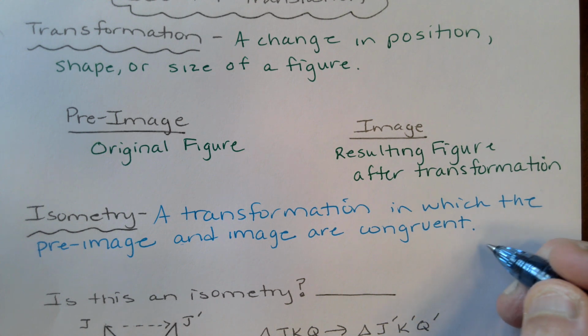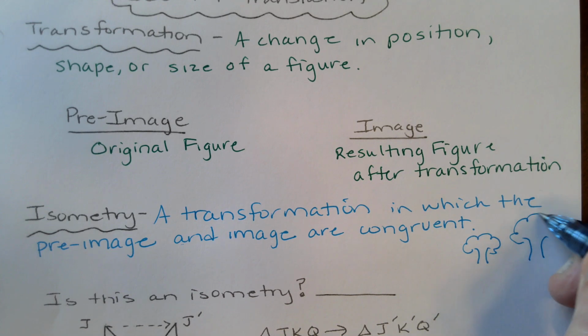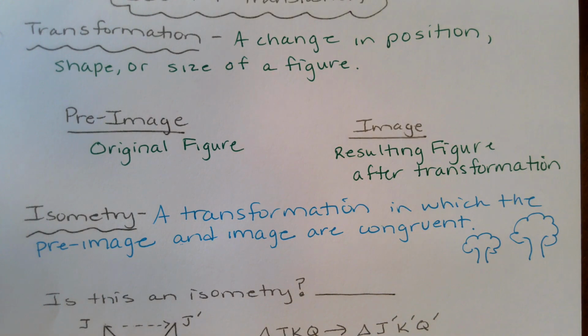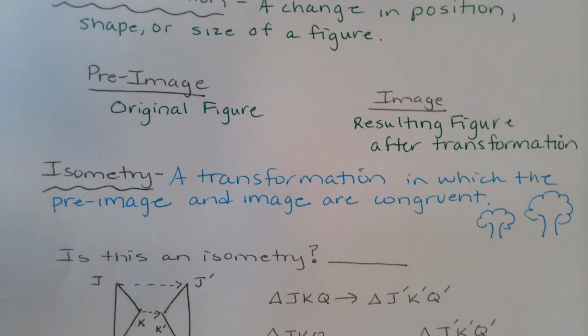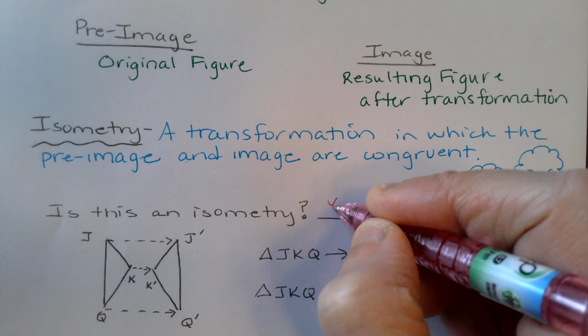So a situation like a little tree, love drawing trees, and a big tree, that is a transformation, but it is not an isometry. They definitely look like they are similar figures, but they are not congruent figures. So therefore it is not an isometry. An isometry is a special one that is congruent. So when we look at this picture down here, does that look like an isometry? Yes. I hope you're saying yes.